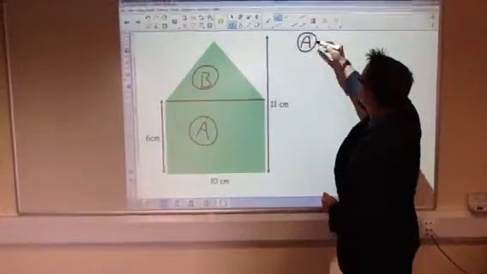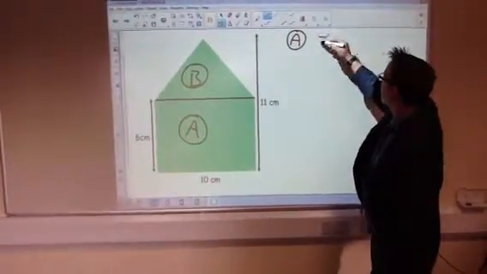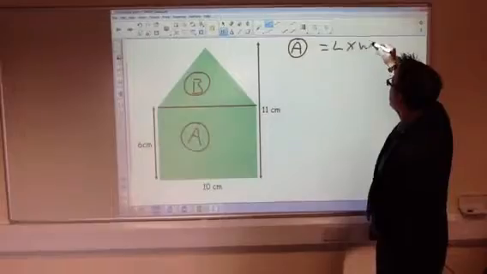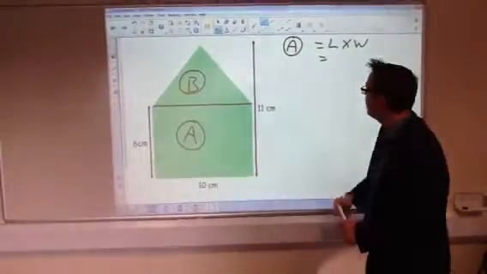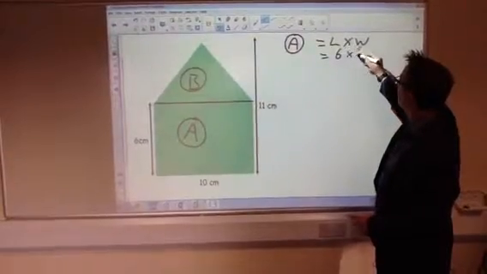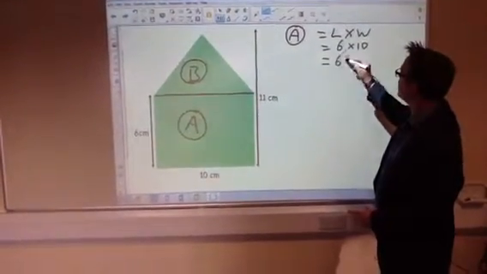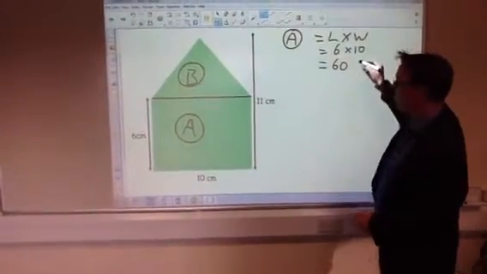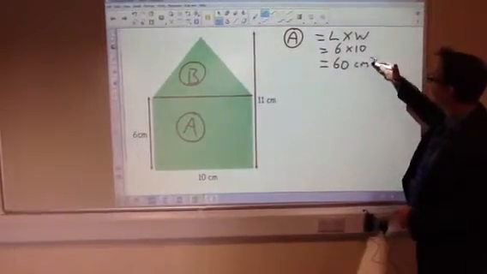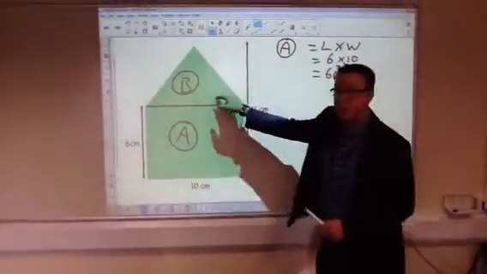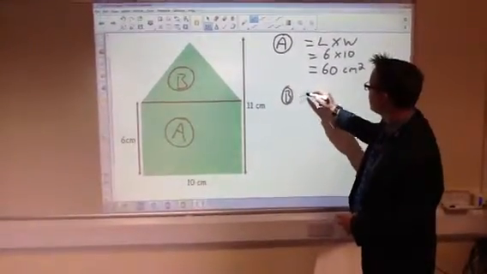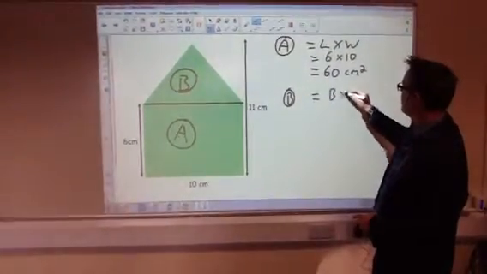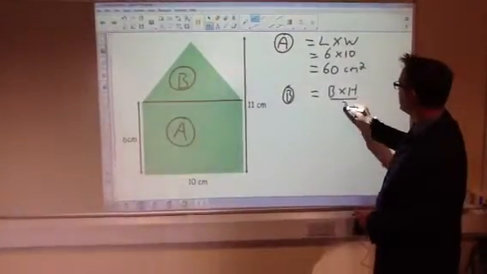A is a rectangle. Okay, we get the area of a rectangle by doing the length times the width. The length times the width in this case is 6 times 10, and so we get the area of 60. Oh, of course, I've got to have my units, centimetres squared. B is a triangle, so I need the base and the height. So do the base times height divided by 2.